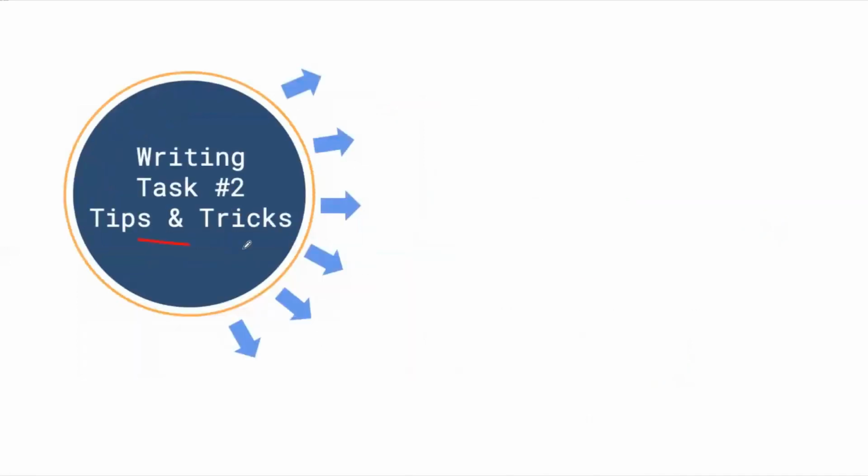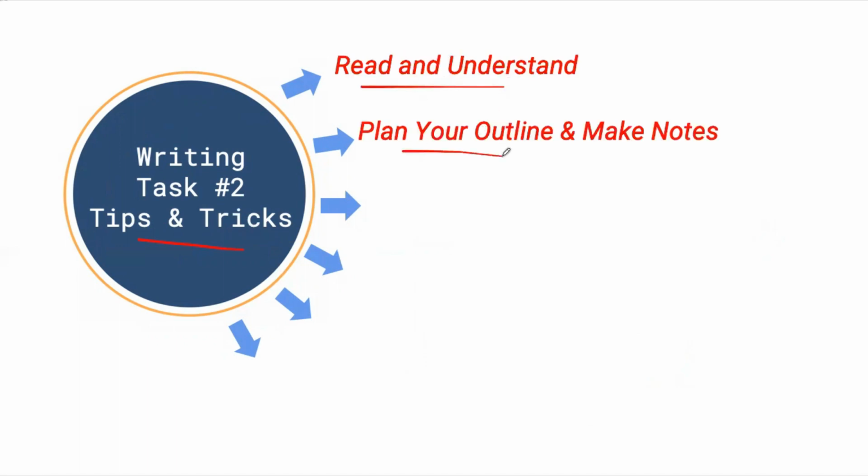Okay, so let's just wrap up here with some tips and tricks for writing task 2. Again, first off, you want to read and understand your question. Then, based on that, you want to plan your outline and make notes. Remember, the outlines vary depending on the essay type, so be sure to check out our videos detailing the different essay types and the different outlines.